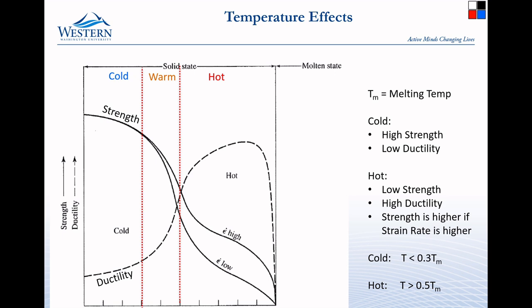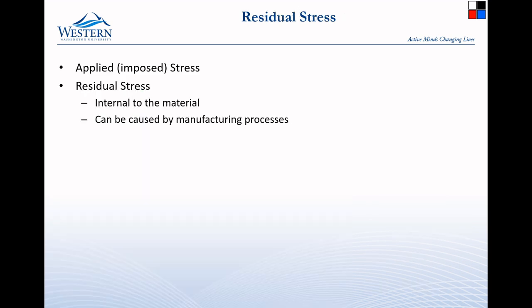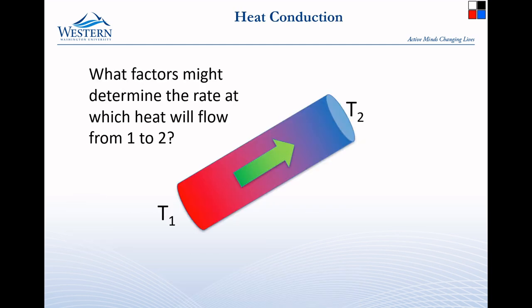Okay, some final material properties. We're going this quick, residual stress right now. So if I have a stick, it's a nicely colored PowerPoint art stick, clearly. And I have a hot end and a cold end. What do you think determines how fast the heat will flow from the hot end to the cold end?